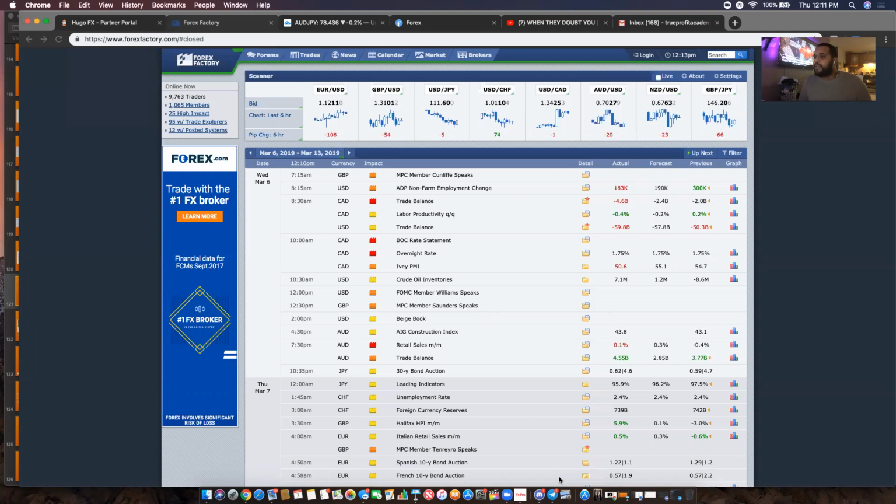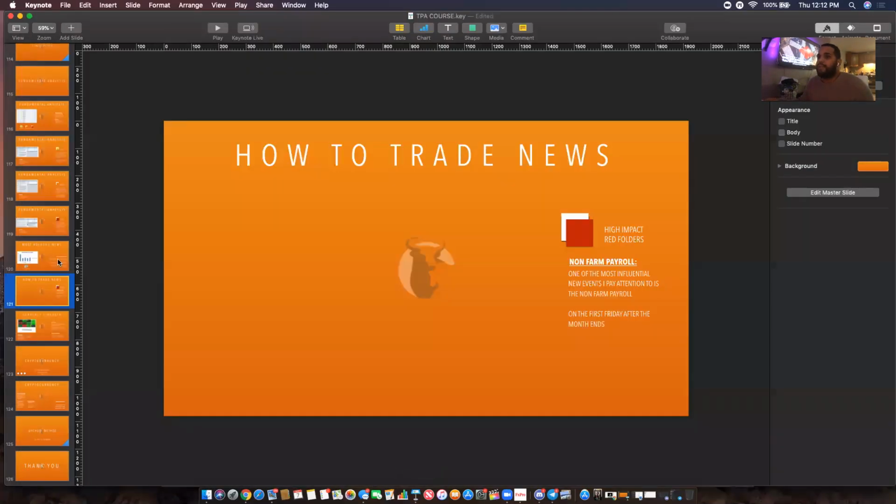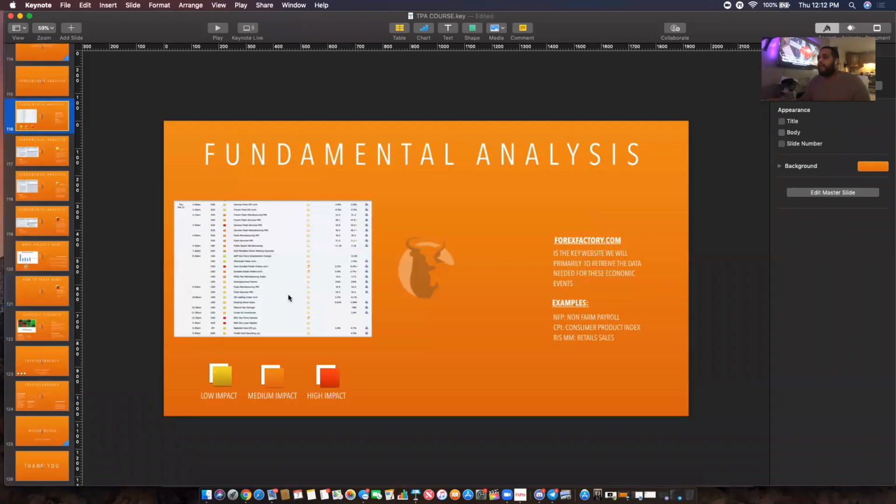What I want you to understand is the difference between each and every news. I'm going to go ahead and open up my slideshow so we can go over each one of them. Now, Forex Factory is the website we'll be using. This is where we're going to retrieve the data needed for these economic events.